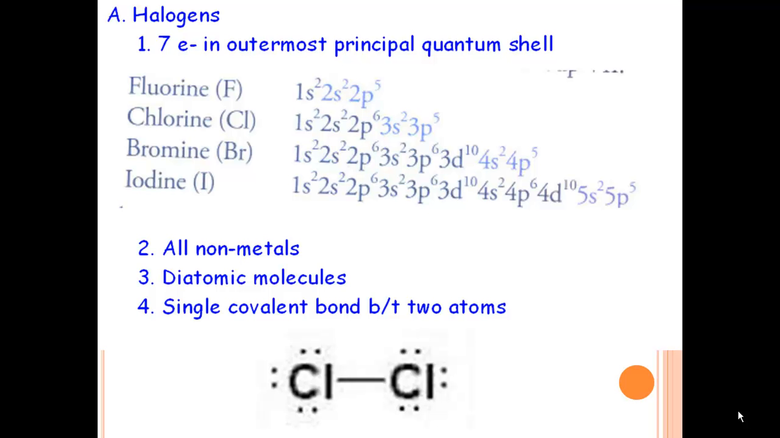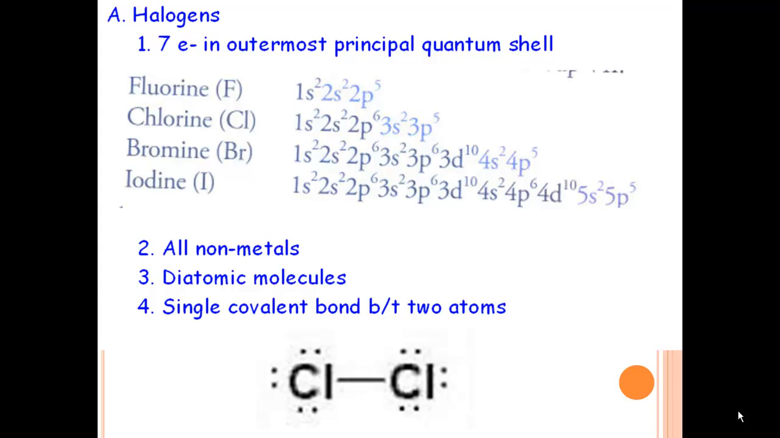Here are the quantum shells of the halogens, just like we did for the alkaline earth metals. They all are similar in their shells, meaning that they're almost full with 7 electrons, with 5 being in the p and a full s with 2 electrons. This is why they're so reactive, because each only needs one more electron to be full and stable.